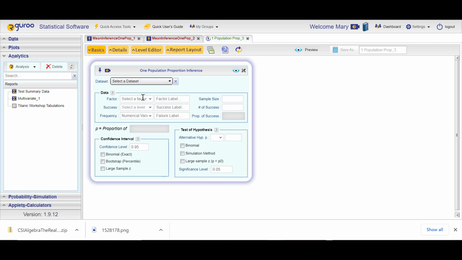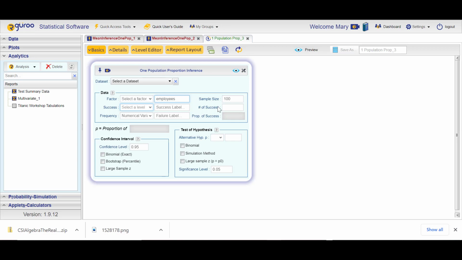And you're going to go down to data and skip these drop downs here. You can't really drop down and choose anything because we're not using a data set. And just go over to where it says sample size. And there was 100 employees. So you have to label it. The label goes before it. So factor label, put employees.